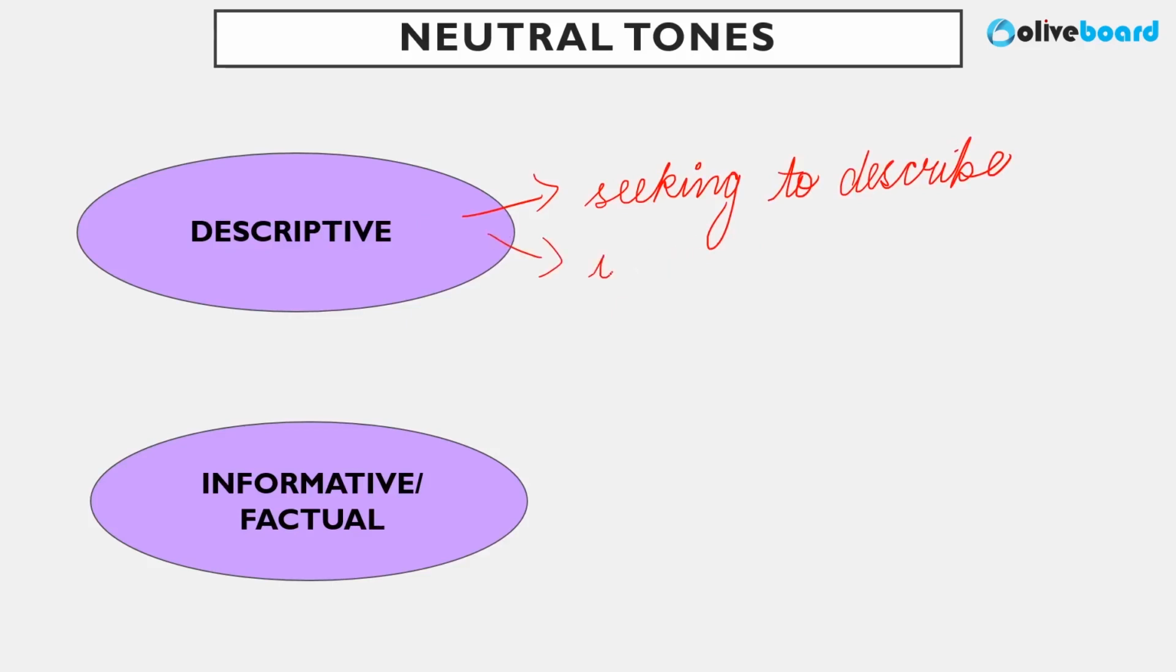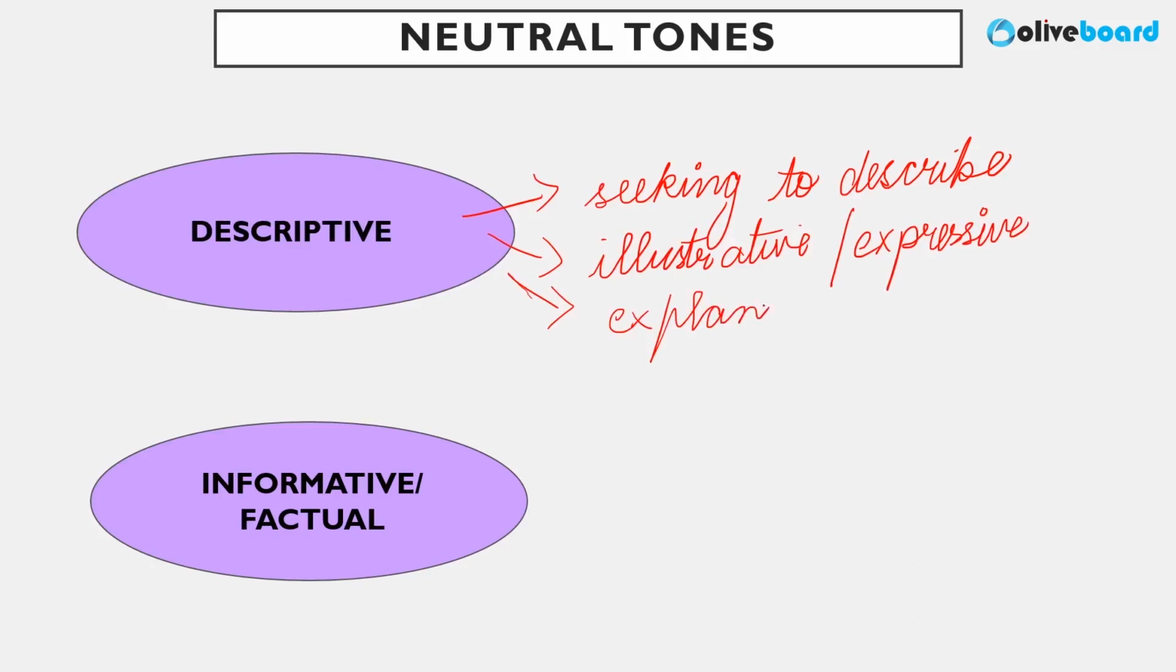So very you can say it is with examples. So it can be illustrative. It can be illustrative with a lot of examples. Okay, very expressive tone. When you are describing, you express a lot. Okay, explanatory, right? Explaining something in detail. So these are your close words for descriptive.